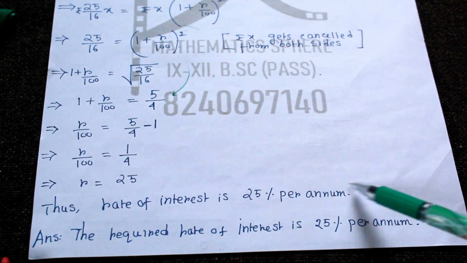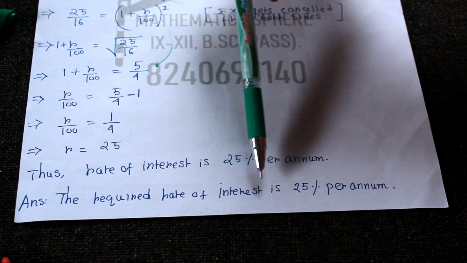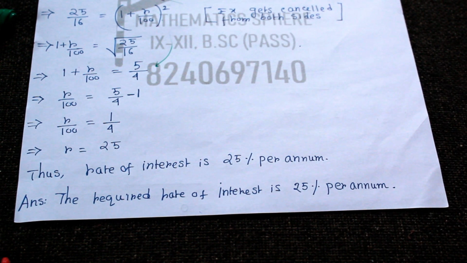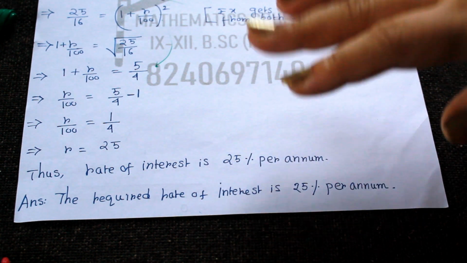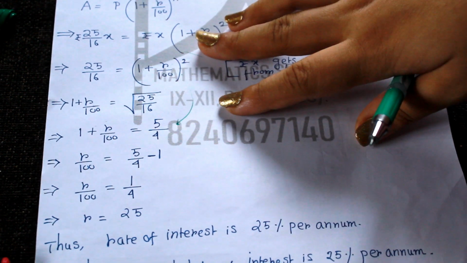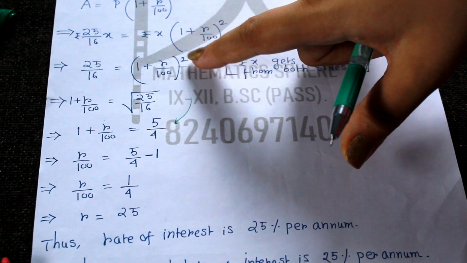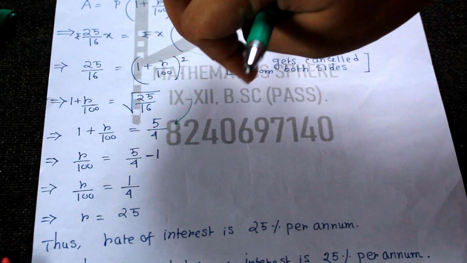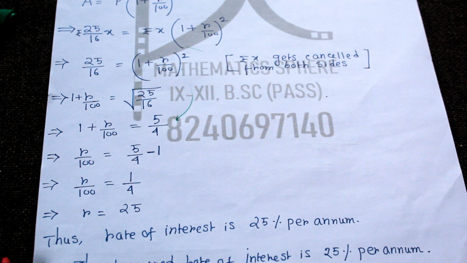Now r is 25, but our rate of interest is 25% per annum. This unit you will have to give. So the required rate of interest is 25% per annum. Nothing else, you just place the values of principal, rate, time properly and follow this method. In every such sum you will get a square, cube, or fourth power. You just remove the powers from both sides, do the calculation, and you are going to get the rate r.